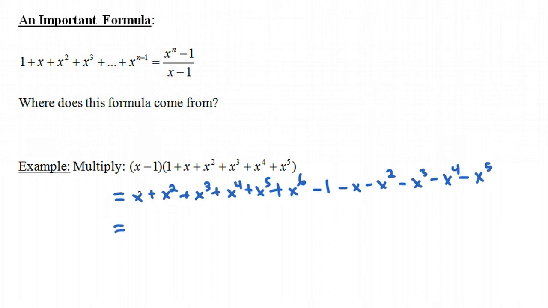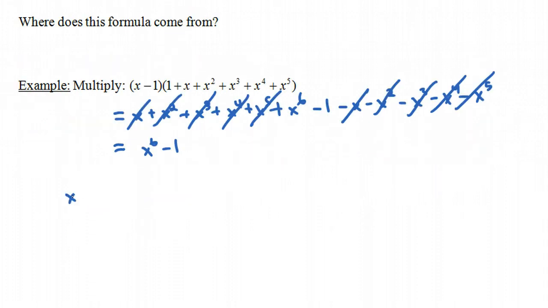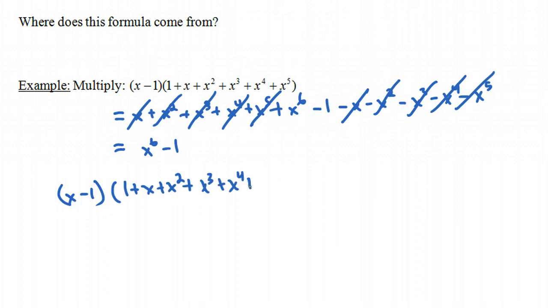Now, if we try to simplify this, notice we get some nice cancellation. These x and minus x cancel. Same thing with x squared and minus x squared. In fact, almost everything cancels: x to the fifth cancels minus x to the fifth, except these two terms in the middle. So what we get is that this is equal to x to the sixth minus 1. So let's rewrite what we just did. We have x minus 1 times 1 plus x squared all the way up to x to the fifth. That ended up equaling x to the sixth minus 1. So this times this is equal to x to the sixth minus 1.